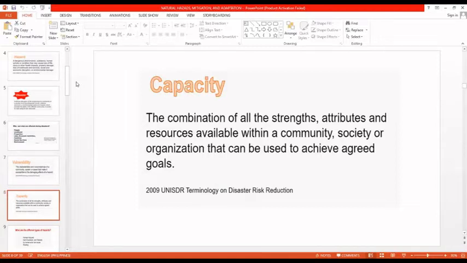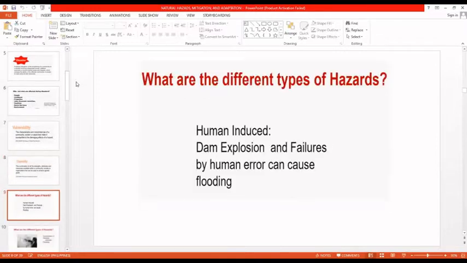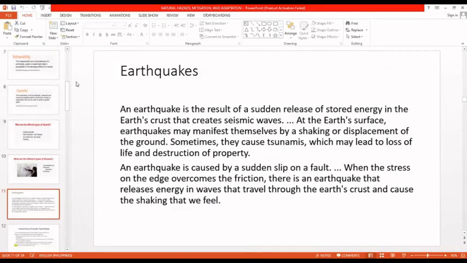So it's the capacity of the community, the capacity of the environment, the capacity of the area, the city alone, kung kailan or paano niya ibabalik sa dating ganda yung lugar niya after the calamity. So now let's go to earthquakes.